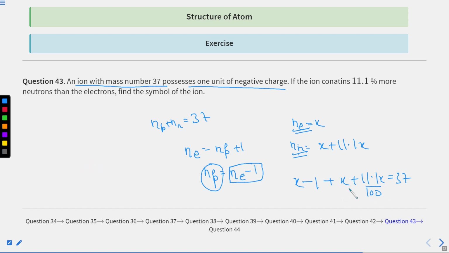So x plus x is 2x, that is 200x, or 211.1x. Here we will have minus 200 equal to 3700. Further, you will calculate 3700 plus 200, that is 3900, so x is equal to 3900 by 211.1. Clear?